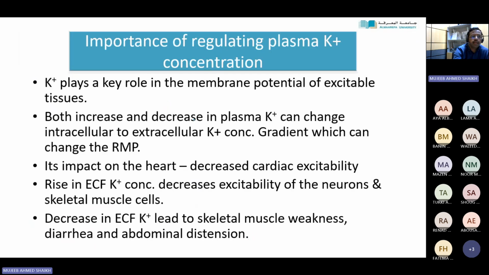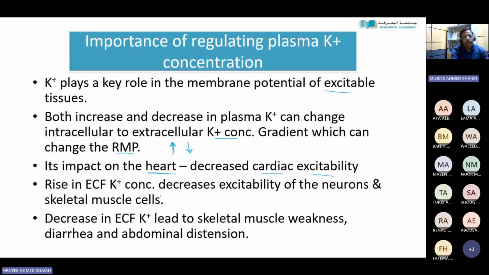Again, this slide is showing you the importance of regulating potassium, because potassium is a very important ion for regulation of the excitability of tissues. Both an increase and a decrease in plasma potassium can change the intracellular and extracellular potassium concentration gradient, and that's why it will change the resting membrane potential. So an increase and a decrease in potassium level are both not good for the body or for the excitable tissues. That's why it has to be regulated at normal levels. The most important one is the impact of potassium level on the heart. It causes decreased excitability of the cardiac muscle.